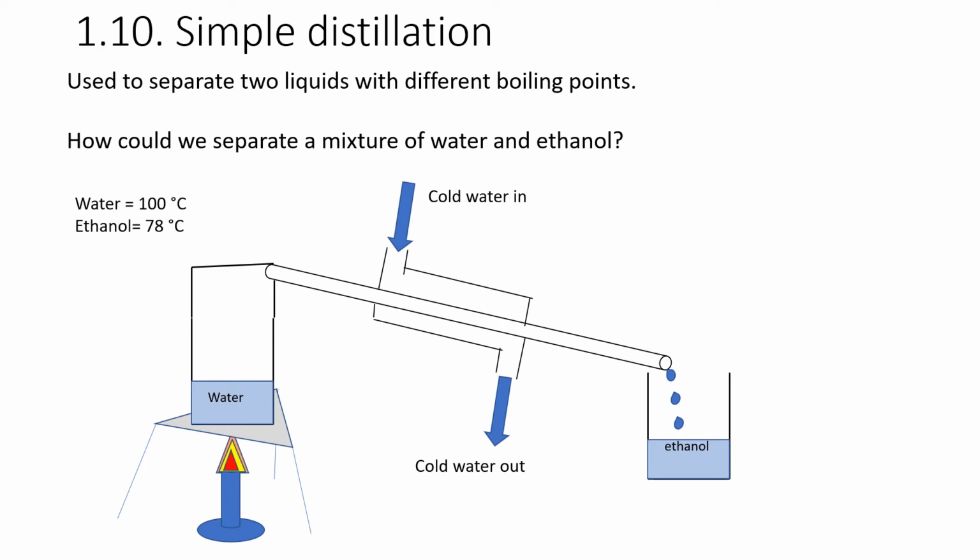If you were to continue heating the water-ethanol mixture, as long as you kept the temperature between 78 and 100 degrees, you would end up with ethanol in one beaker and water in the other, and the mixture would have been effectively separated.